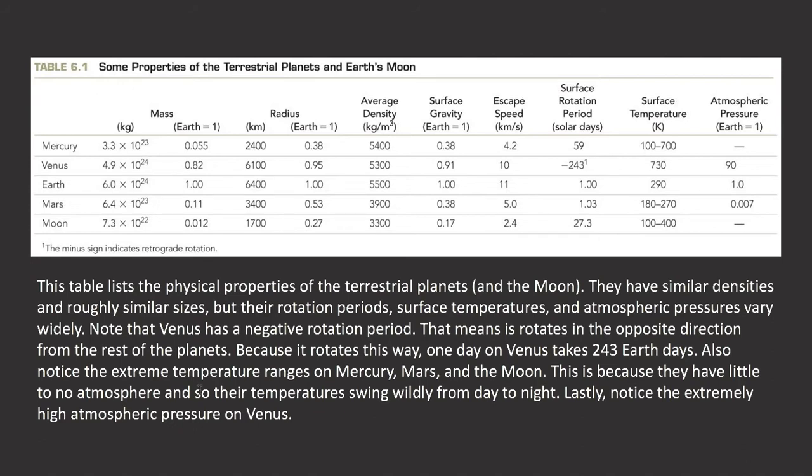Now, taking a look at the properties of the terrestrial planets, also including the moon. There are a lot of numbers on here. I don't by any means expect you to memorize these numbers, but I put it up here so we can make some comparisons and contrasts between them, and you can refer back to it. Let's go down each column quickly. In terms of mass, just look at the power of 10: 10 to the 23rd, 24, 24, 23, 22. So the moon is smaller than the others.